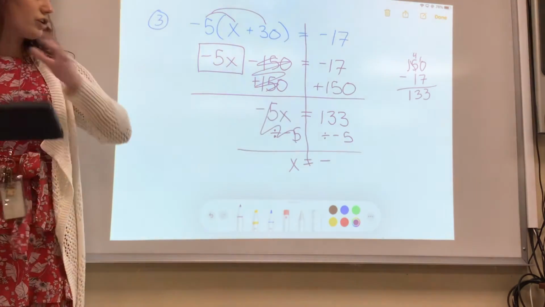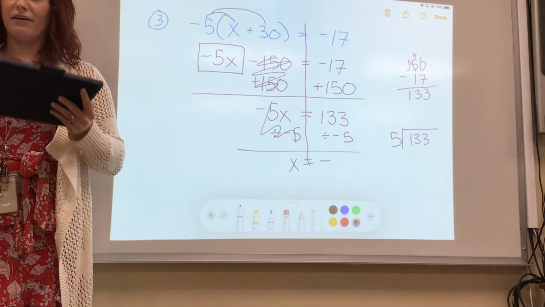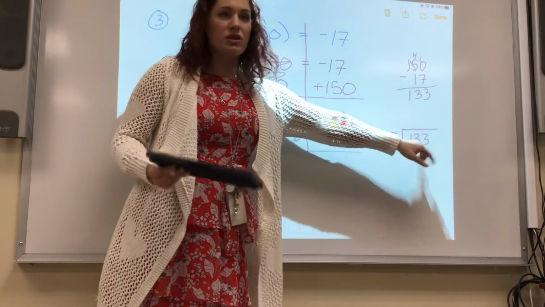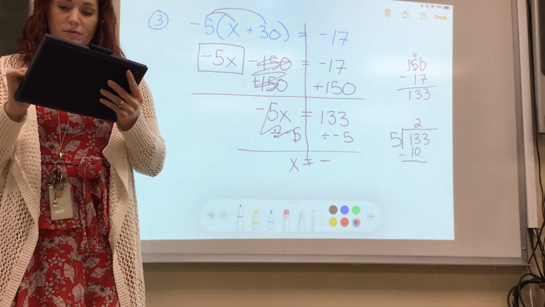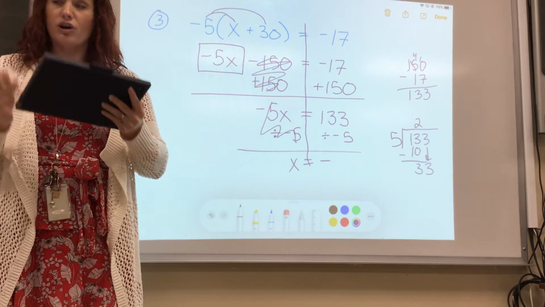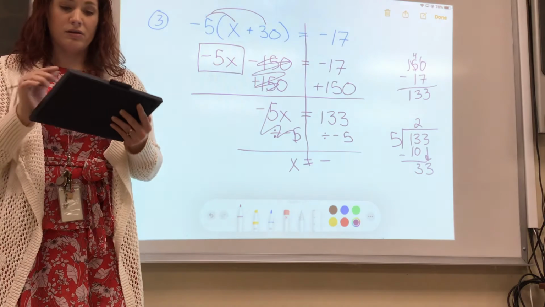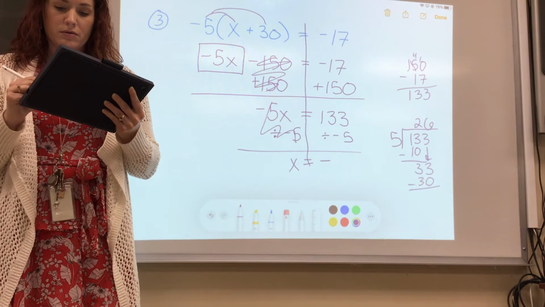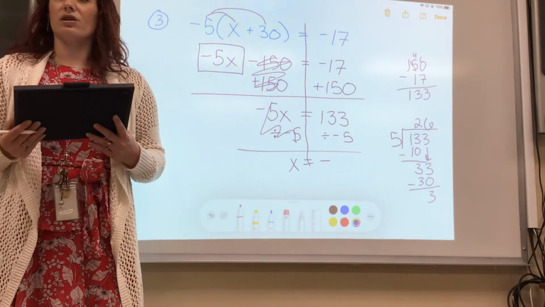Then I have to do 133 divided by 5. 5 does not go into 1, but 5 goes into 13 2 times, with 3 left over. How many times does 5 go into 33? 6 times, with 3 extra. How could I write that answer?